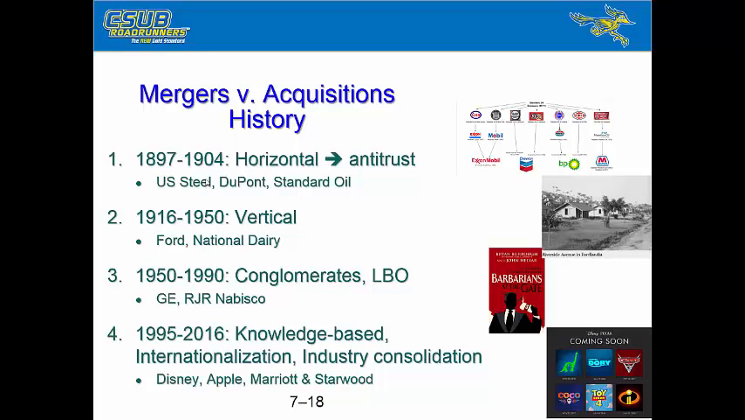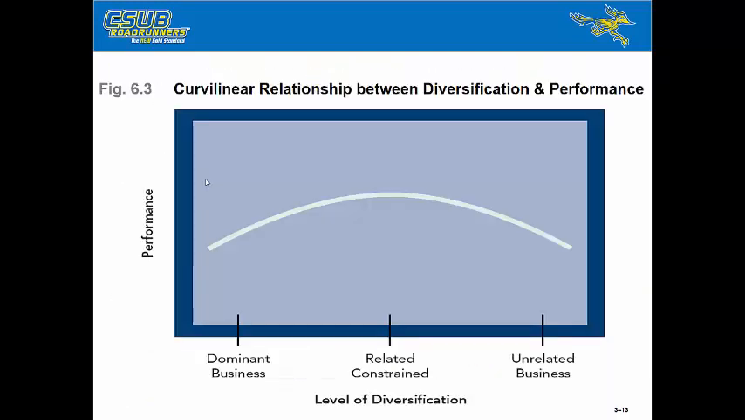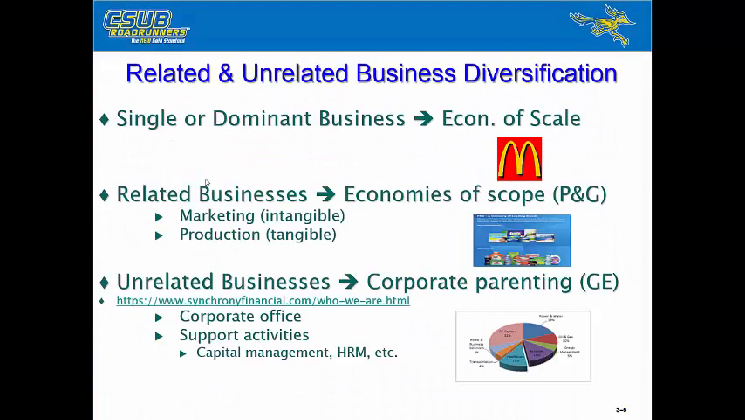So what I want to do before we call it a day is chat briefly about, first of all, single or dominant business versus related business versus unrelated business diversification. I've got 3 examples up here: McDonald's, Procter & Gamble, and General Electric. Who can think of another example of a single or dominant business diversification? Yes. Would Starbucks be one?